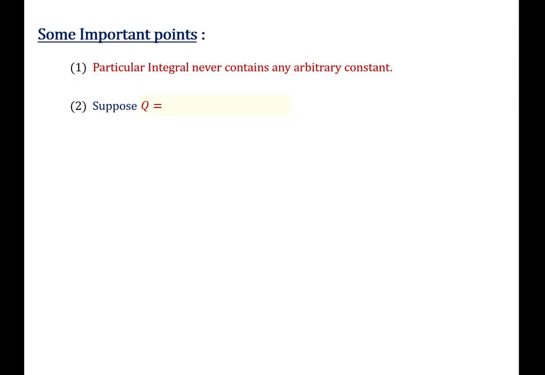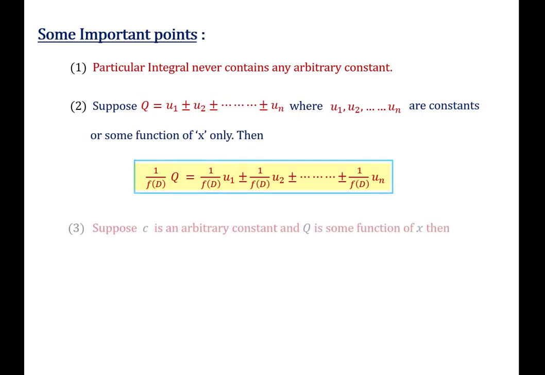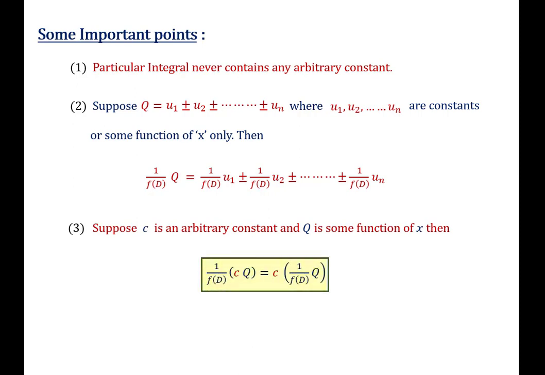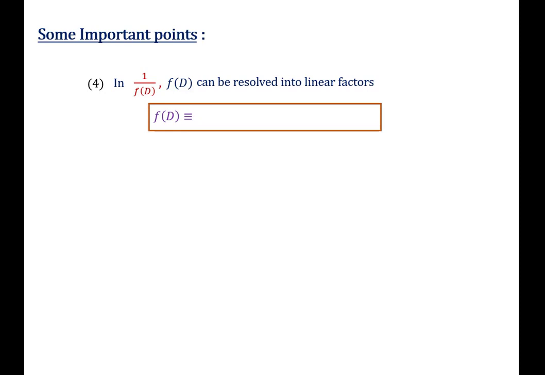Second, suppose Q is equal to Q1 plus Q2 and so on up to Qn, where these are constants or some functions of x only. Then we have the following. Third, suppose c is an arbitrary constant and Q is some function of x. Then we have the following. Fourth point, in 1 upon f(D), f(D) can be resolved into linear factors. That is, f(D) can be written as a product of linear factors.